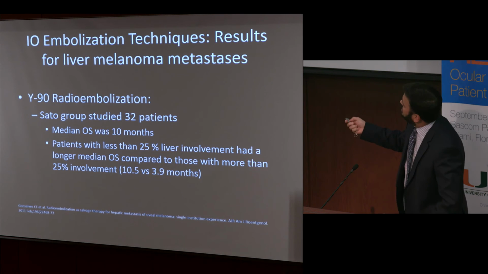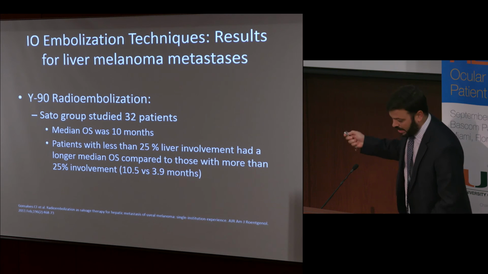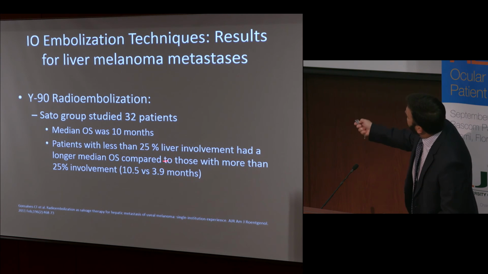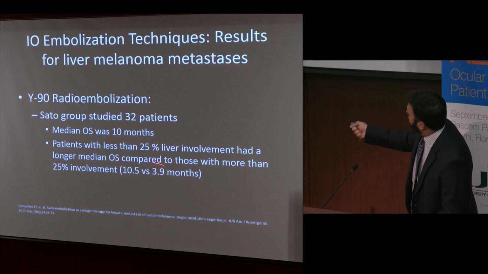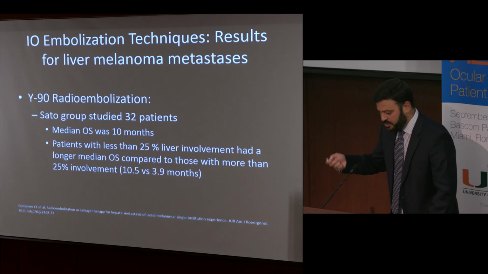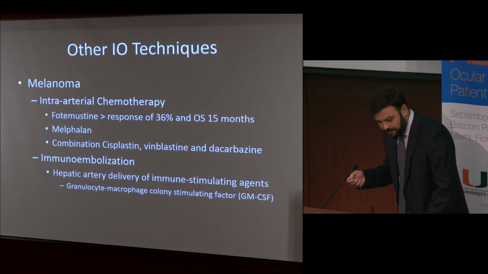How about radioembolization? For radioembolization, Dr. Sato's group again studied 32 patients, and they found that with the Y-90, they obtained an overall survival of 10 months. Now, again, notice how for patients that had a relatively small amount of liver disease compared to those with more than 25% involvement, there's a difference in the overall survival. So again, early detection and treatment, I think, is going to be key as we look more into these therapies.